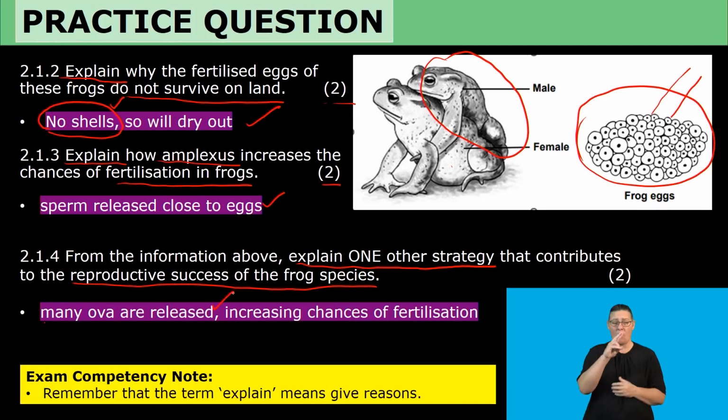Many ova are released, increasing the chance of fertilization. So sometimes, because we are just given a generic answer of many, you can even say 6,000. You are allowed to give the number which was stated on the stem of this question.